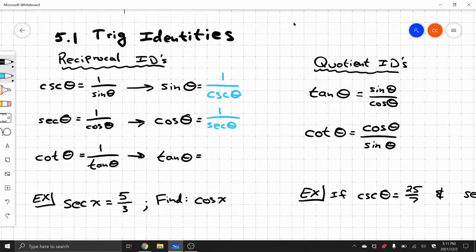And same thing with cotangent. If I were to solve for tangent, that is 1 over cotangent of theta. And then our quotient identities: you know that tangent of theta is going to be sine over cosine. As far as our unit circle goes, that's going to be y over x. And then cotangent is going to be x over y, which is cosine theta over sine of theta. So let's go ahead and look at a couple examples here.